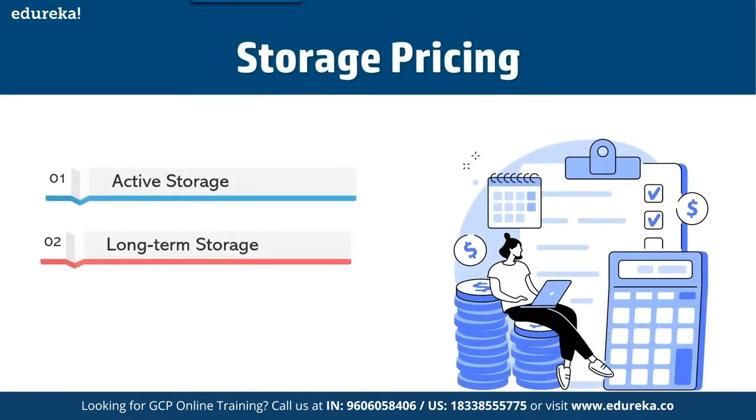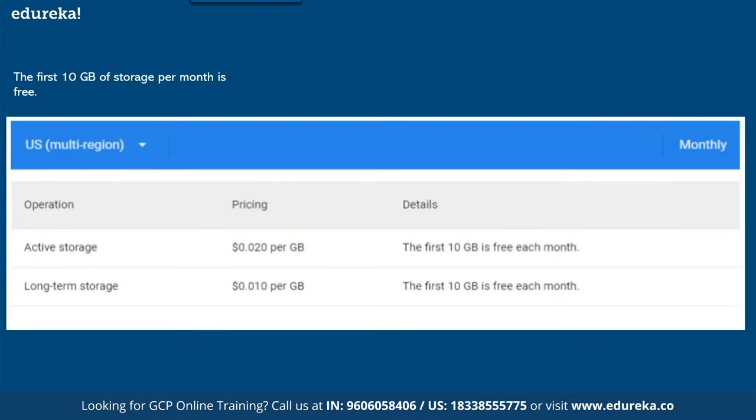Now, in terms of storage pricing, it has two types: active storage and long-term storage. In the case of long-term storage, as we talked about a moment ago, if your table or partition is not modified for 90 consecutive days, it is considered long-term storage, and the price is automatically dropped by 50%. That's why for active storage the cost is $0.02, and for long-term it is $0.01, which is half. And in both cases, the first 10 GB are free.